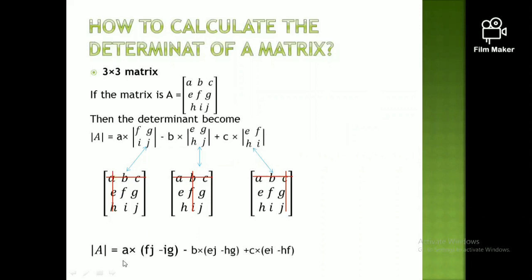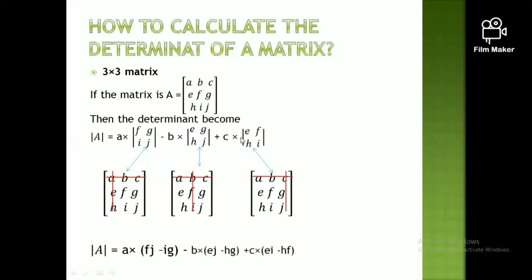Then I'll get A. How to get the modulus of this matrix? You can multiply like a cross. F into J minus I into G. So A times (F into J minus I into G), minus B times, how to get the modulus of this? E into J minus H into G. Multiply like a cross. E into J minus H into G, right?